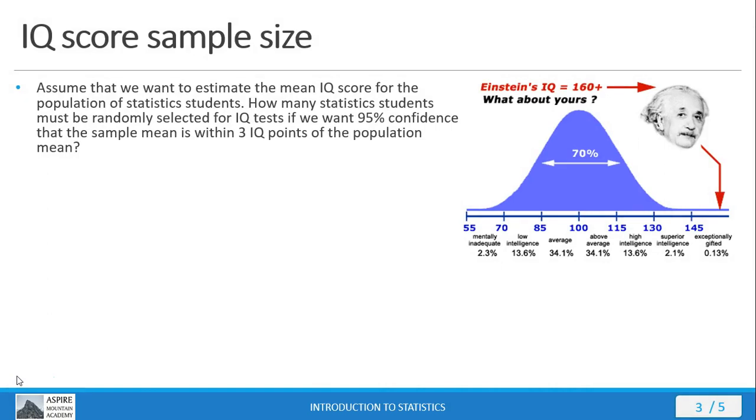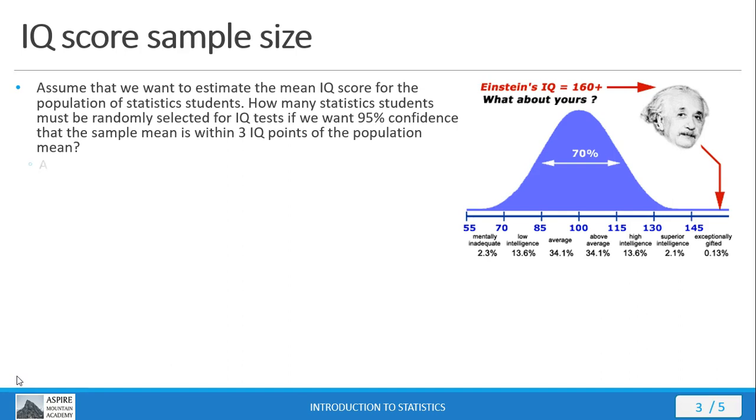Let's look at an example problem involving IQ scores. So let's assume we want to estimate the mean IQ score for the population of statistics students. How many statistics students must be randomly selected for IQ tests if we want 95% confidence the sample mean is within 3 IQ points of the population mean?